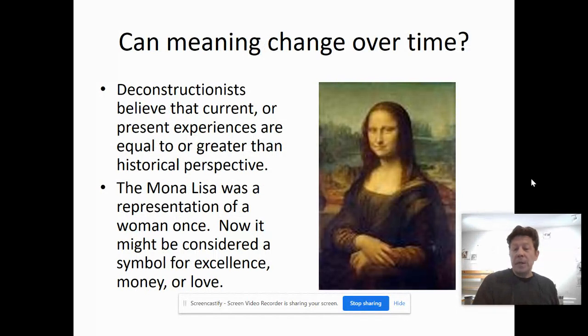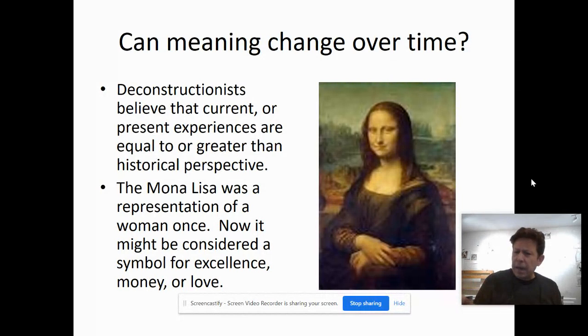Meaning can also change over time. When Leonardo da Vinci painted the Mona Lisa, it was a depiction of a person, right? But over the course of history, it's been put in a museum, it's been put behind bulletproof glass, it's been valued. Like if it went to auction, how much would it fetch nowadays?